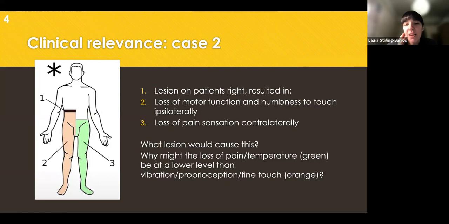Exactly, a hemisection of the spinal cord. And can we think why it might be that you still have pain sensation near to the lesion? Yes, exactly, the Lissauer's tract, as we talked about earlier, because the pain can go up and down a couple of spinal levels before it goes into the spinal cord.